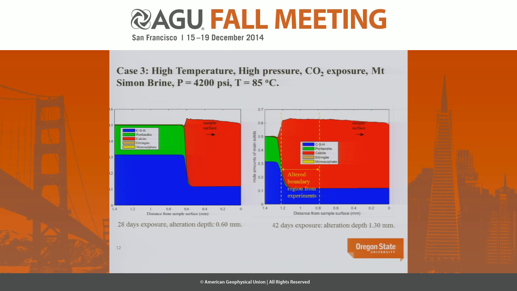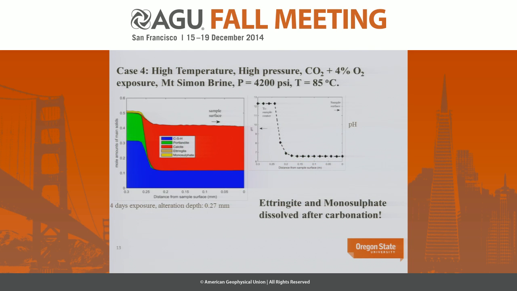After all these 3 cases, we wanted to see if secondary minerals are precipitating or not, so we applied a combination of CO2 and 4% of O2 at 4,200 psi and 85 C. The alteration depth that we found is smaller than what is found in the experimental plan. In the experimental plan, it was found to be about 0.6 millimeters with high variability. It's about twice this amount, which suggests that the porosity that we have applied to the system might be different from that in the experimental part.